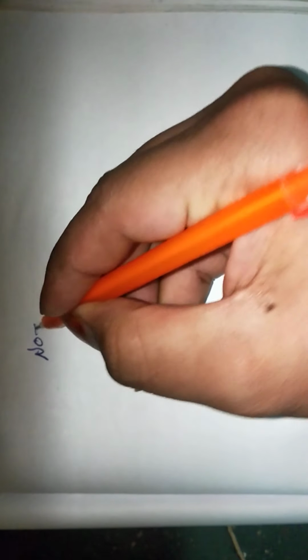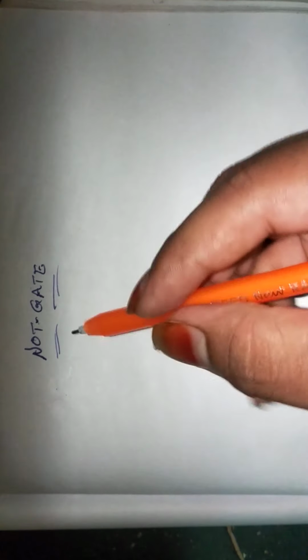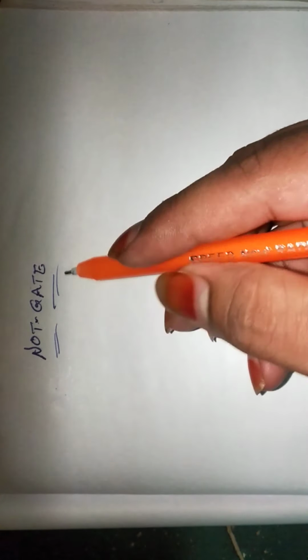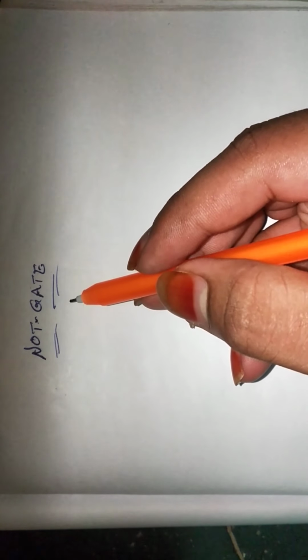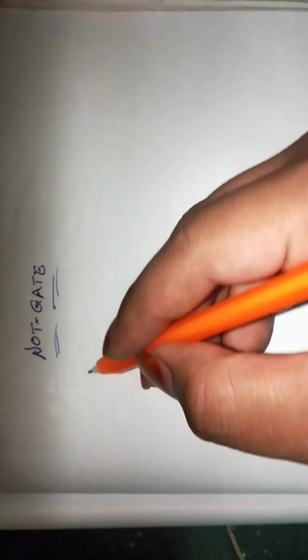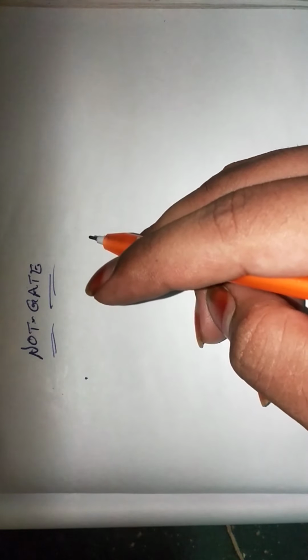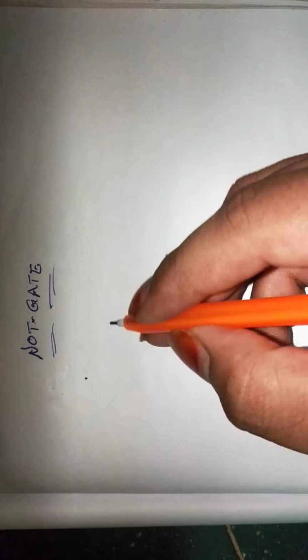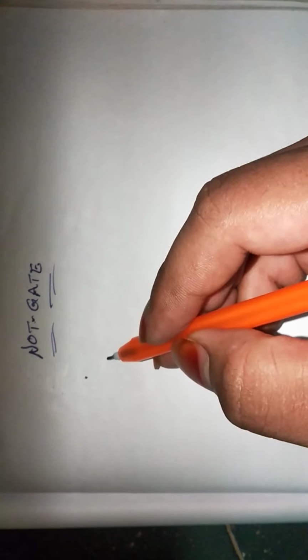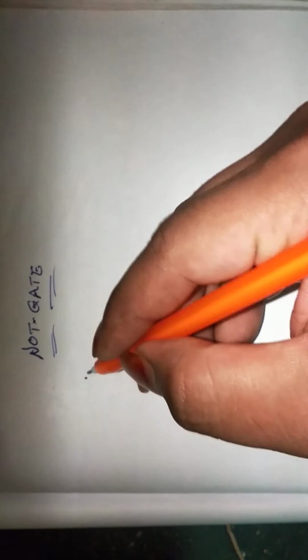Today we will discuss the NOT gate. The NOT gate is one of the general logical gates. The NOT gate contains a negative sign, the complement of the output, symbol of the logical gate.